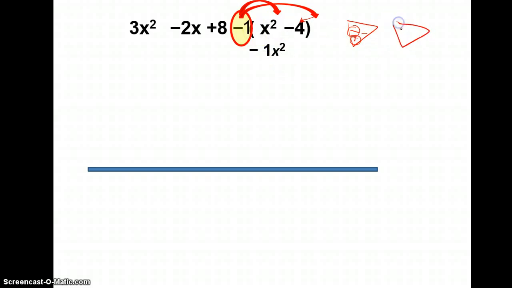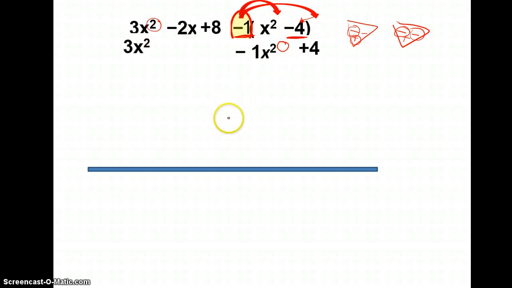I have a negative times a negative. That negative times a negative, I'll get a positive 1 times 4 is positive 4. Now let me again start grouping things together. I'll start with the ones that have the highest degree. Squareds have the highest degree. So that's 3x squared, negative 1x squared.